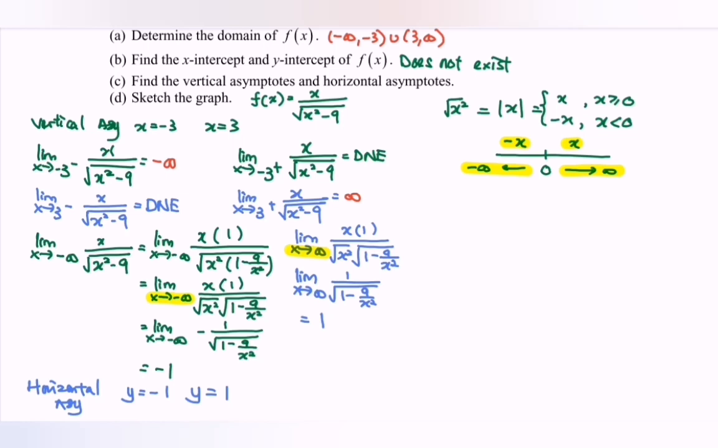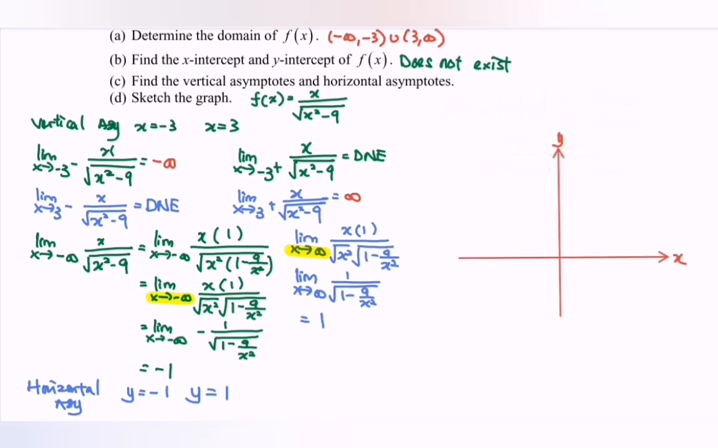Next, refer to the graph. First, refer to the domain. We have negative infinity until negative 3, and 3 until infinity. We notice that we have the vertical asymptotes, which are negative 3 and 3. So here we have x equals negative 3 and x equals 3. Continue. Refer to the x and y intercepts. For this case, there is no x or y intercept.